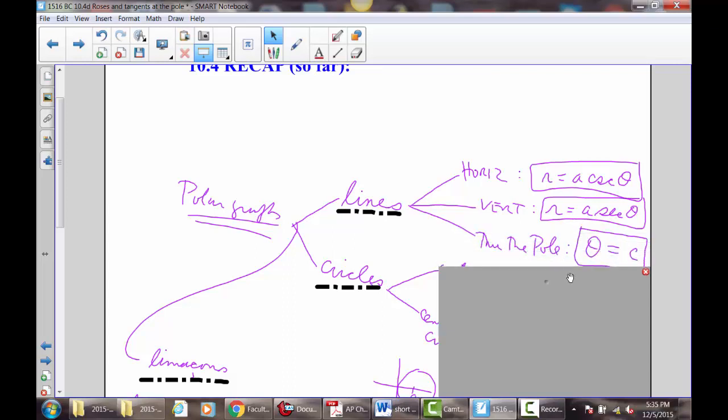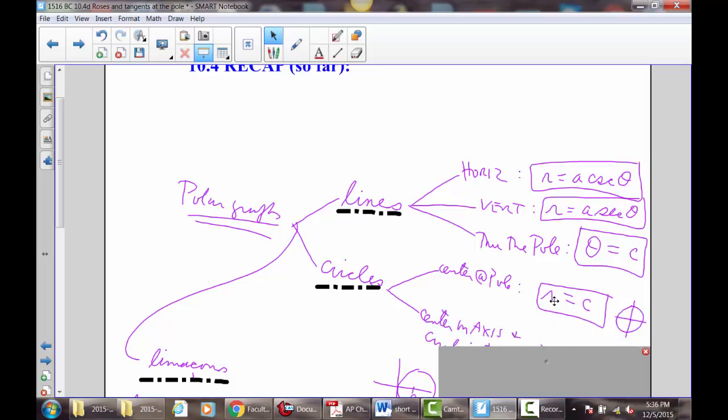A line through the pole would simply be theta equals a number, and we saw that before, how that'll go right through the pole, either first to third quadrant or second to fourth quadrant. And it makes an angle of theta with the horizontal, or the positive polar axis.